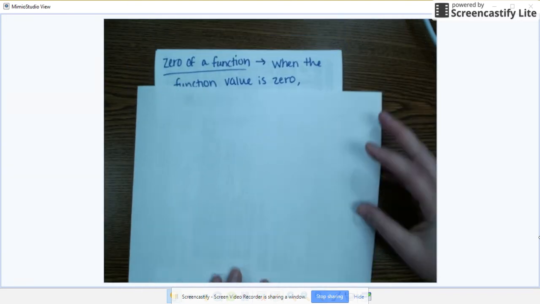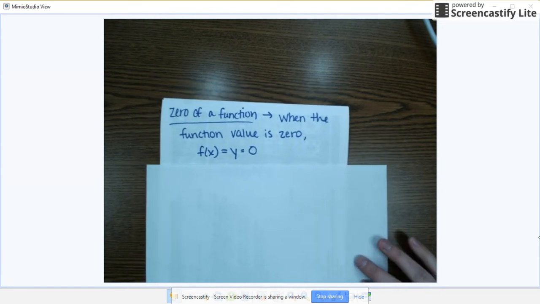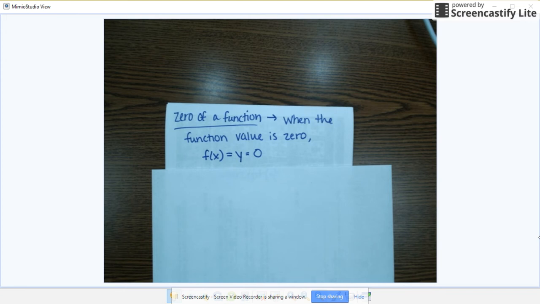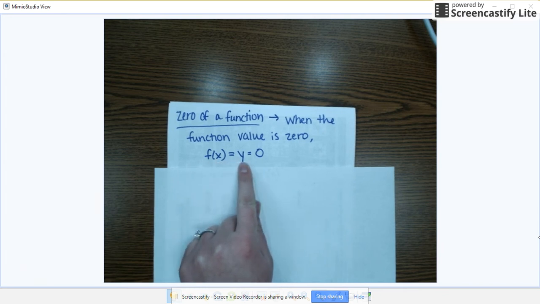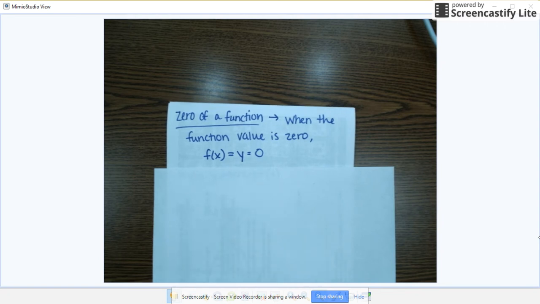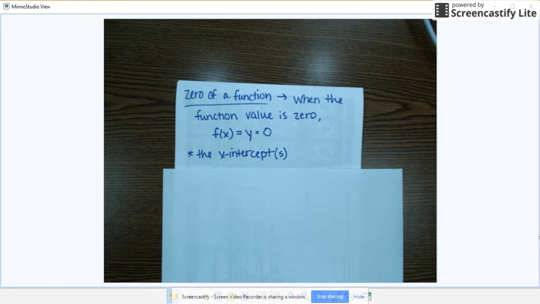All right, next thing we're going to define on our graph is what we call the zero. The zero of a function or the zero of a quadratic means that our function value is 0. Well, function notation is f of x. That is the same thing as y. So we're looking for where our y values are 0. If you think of y equals 0, that's along the x-axis. So we're looking for x-intercepts.